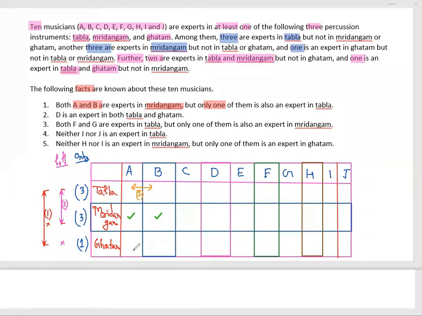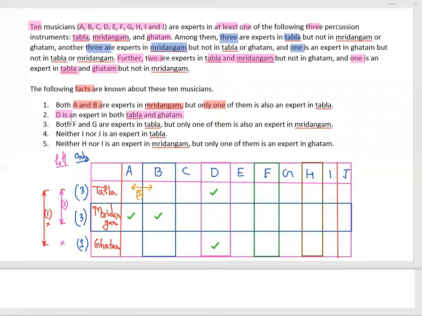Okay. Next point, D is an expert in both tabla and ghatam. So the D part is a confirmed part that I can write down. D is both tabla and ghatam. It's done. Next information.